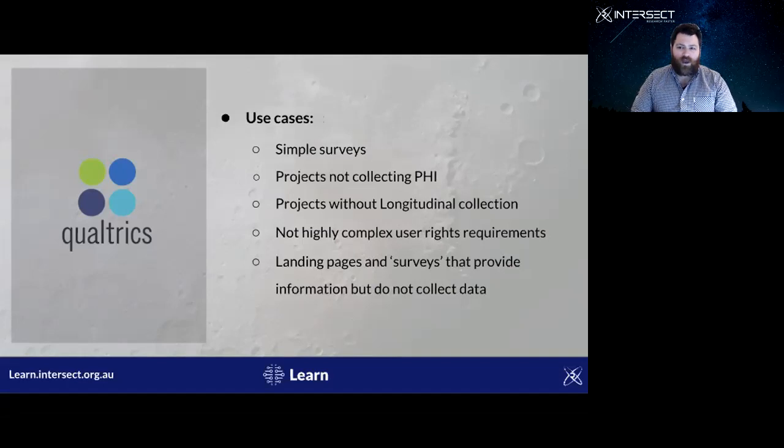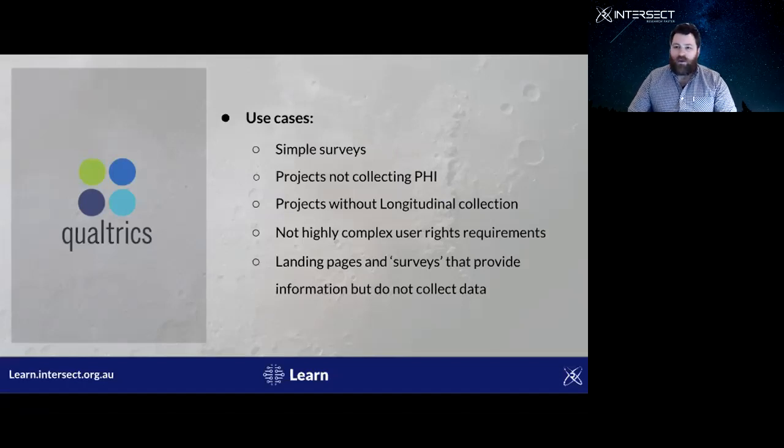Qualtrics should only be used where user rights don't need to be too advanced. Most simply, if a project only has a single user, like a PhD or honours student, then Qualtrics is perfectly appropriate. Whereas if you have multiple people, so you've got data analysts who should be looking at some of the data, then Qualtrics may not be the best option because everybody has effectively the same user rights in the project.